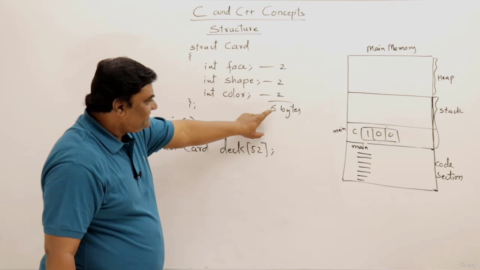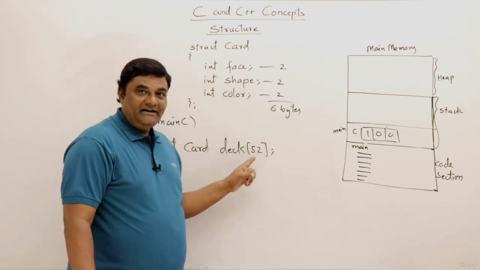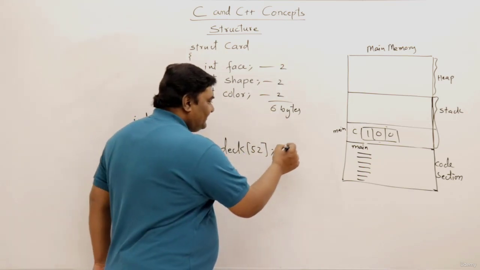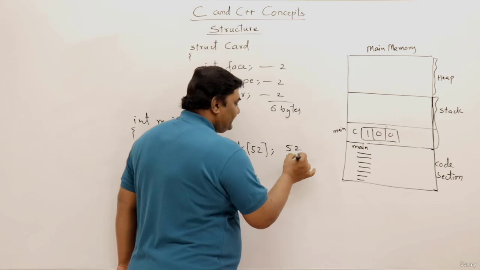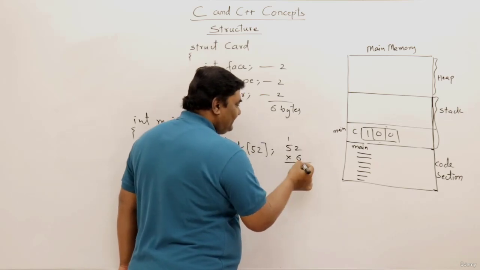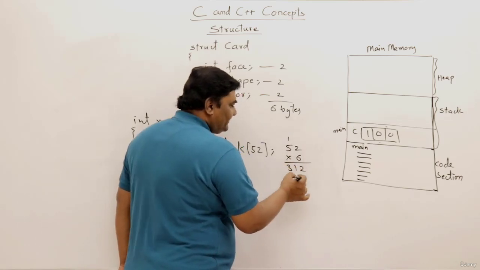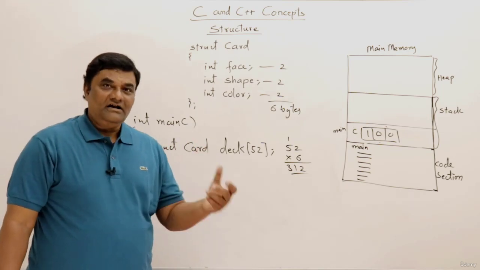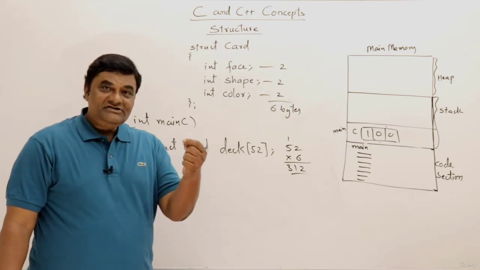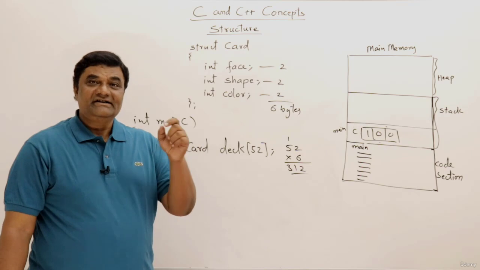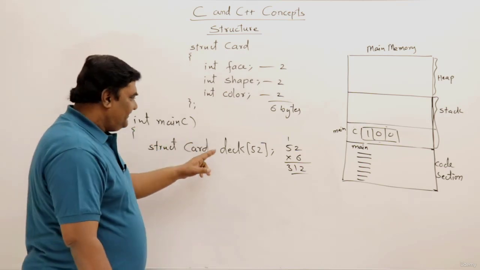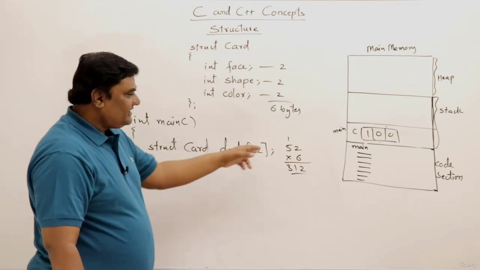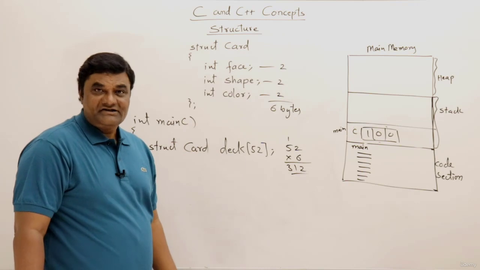So one structure is taking 6 bytes. Total how many bytes it will be taking? It will be taking 52 into 6 bytes, right? So 312 bytes it will take. So I'll get 52 different cards. Now each card I can access it with the help of its index. Even I can initialize this array of structures.